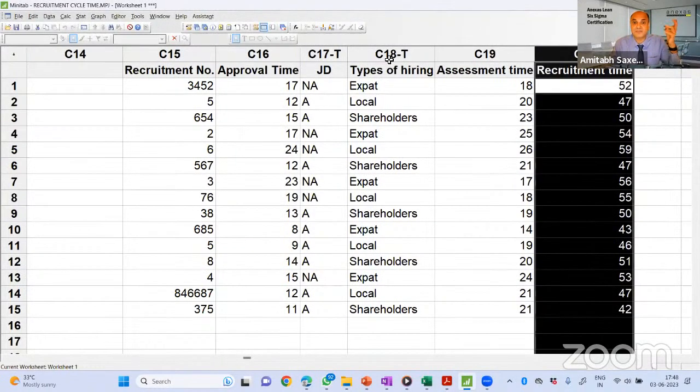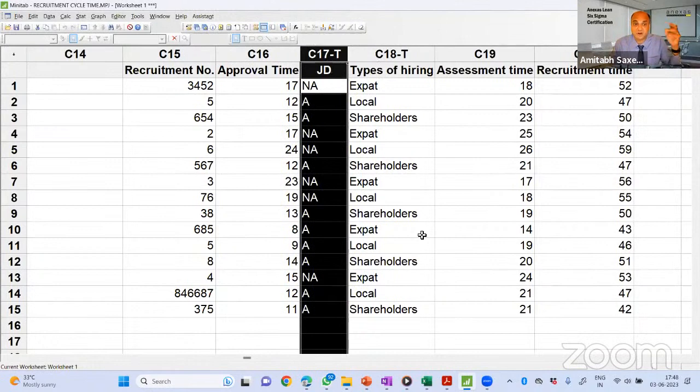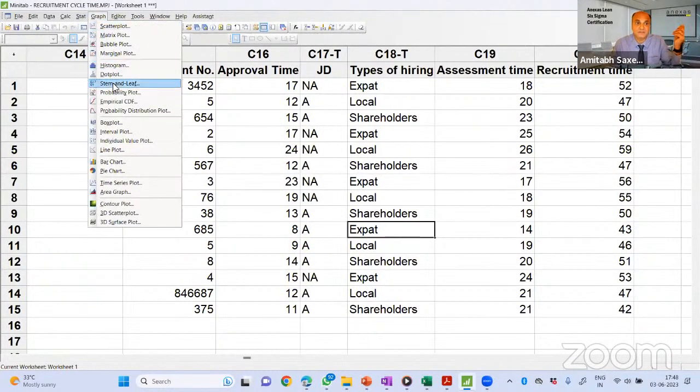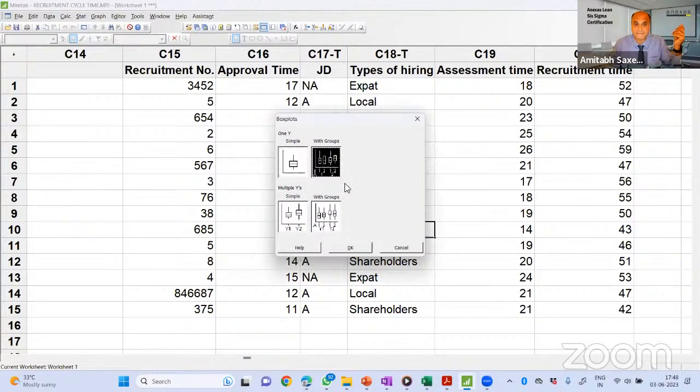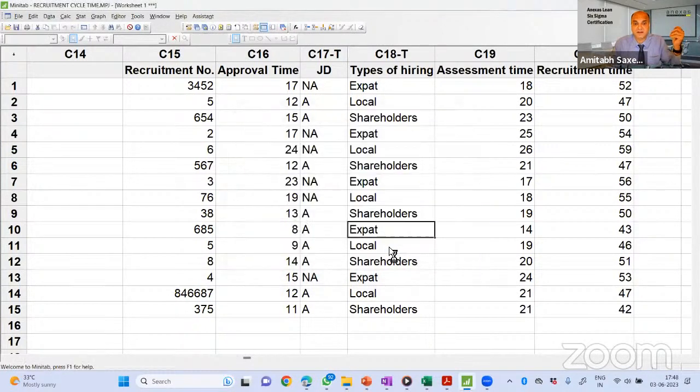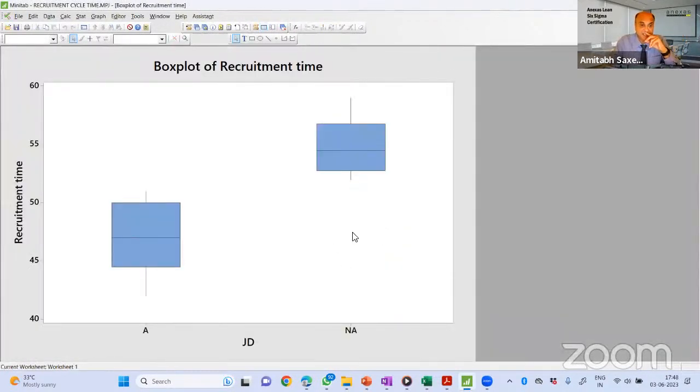Similarly, recruitment time versus, let's say, job description available or not available. I will do a box plot. So let me do a box plot. Is job description availability affecting or not affecting? Well, it is affecting. When the job description is available, it takes less time. Not available, it takes more time. So that means I should make all the job descriptions available.